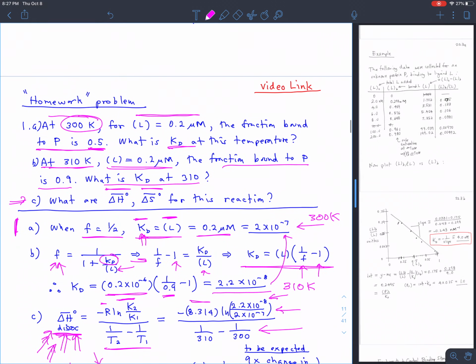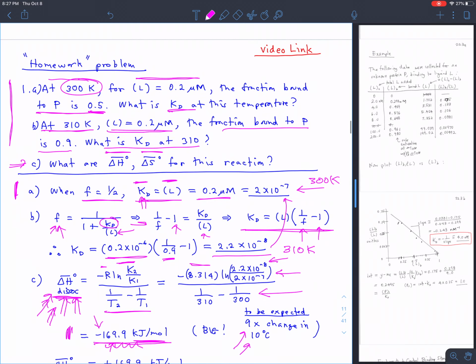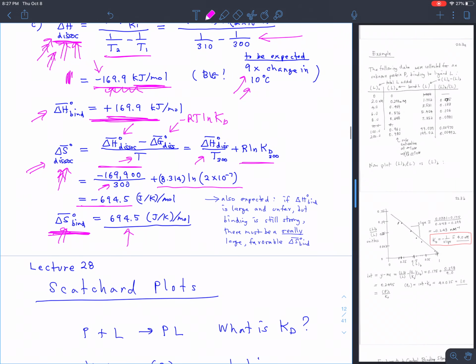So even just two numbers, calculating the fraction bound at two different temperatures, is enough to give us some very important clues on what the nature of the binding is. And that's true not just for this makeup example, but in real life too.